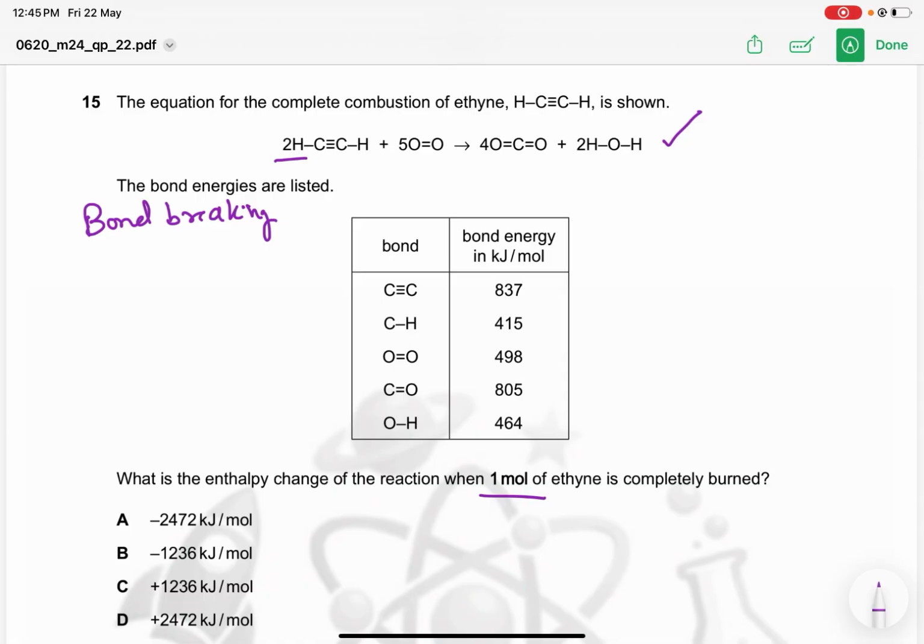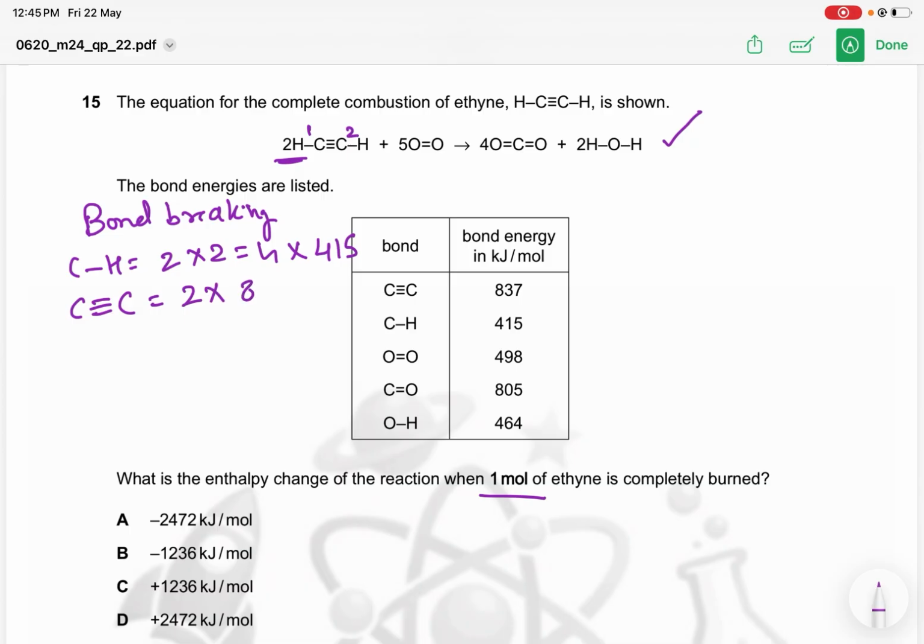Here you can see that we have 2 C-H bonds, and the whole molecule is repeated 2 times. So 2 into 2 is equal to 4. 4 into the C-H bond, which is 415. Then I have the C triple bond C, which I also have only 2. So 2 into C triple bond C is 837. Then I have 5 O double bond O bonds. So 5 into 498. These are the only two reactants that we have.